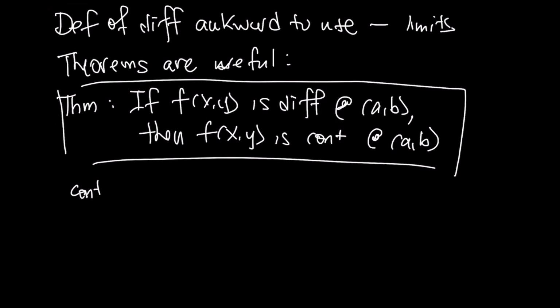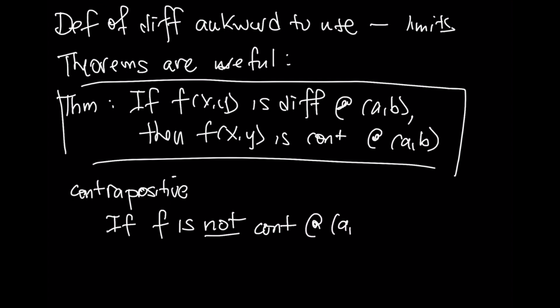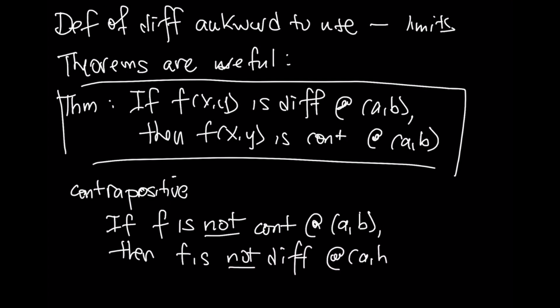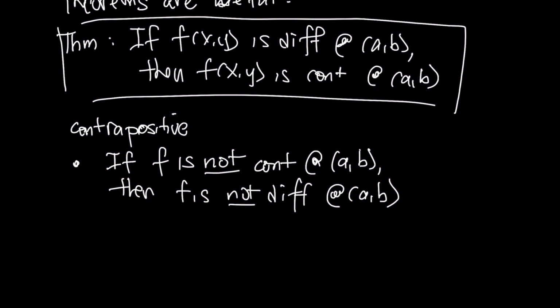When you have a theorem like this that's in the form if-then, there's something called a contrapositive. If you negate both of those expressions and reverse the order, the result will still be true. So if f is not continuous at the point AB, then f is not differentiable at the point AB. If you have a function that has a hole or a gap or a jump or a break, it can't be differentiable. Now, you have to be careful with the converse. The converse is when you just switch the order of them, it's not always true.